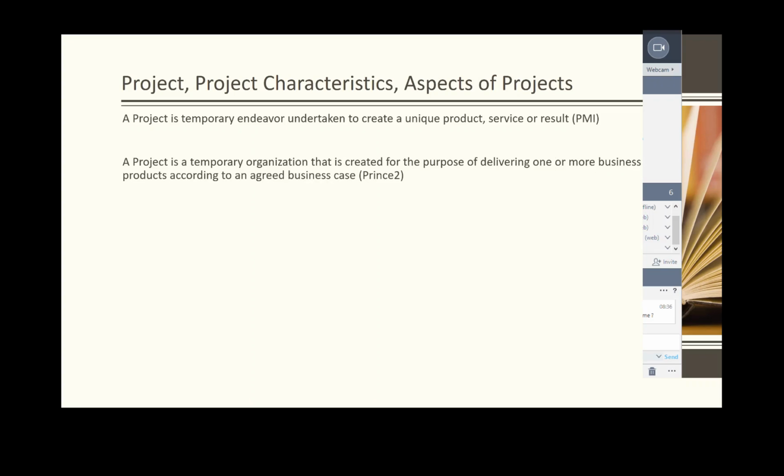So if you see the definition of project according to Prince2, then a project is a temporary organization that is created for the purpose of delivering one or more business products according to the agreed business case. So let us try to understand the definition of this. So you can see certain things, right? There is something called temporary in both the definitions. And what is the other thing which you are seeing common in both the definitions? Product is another term which you see common in both the definitions.